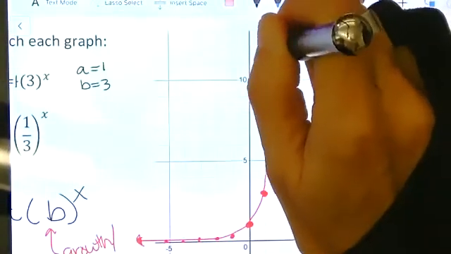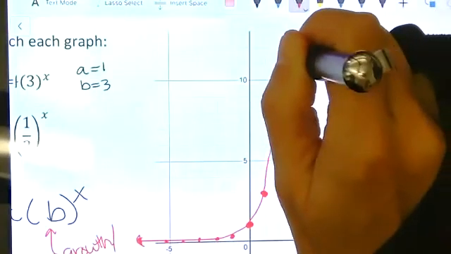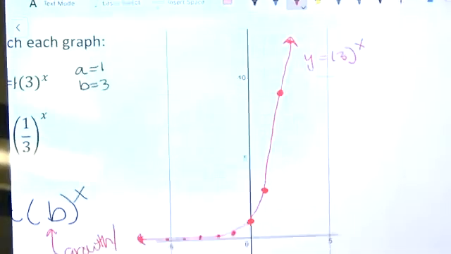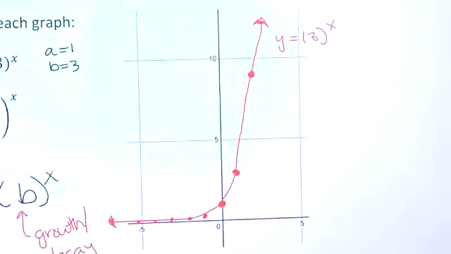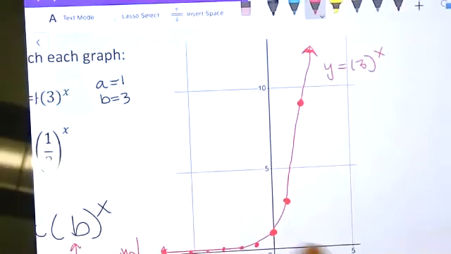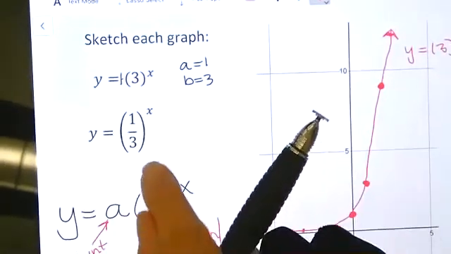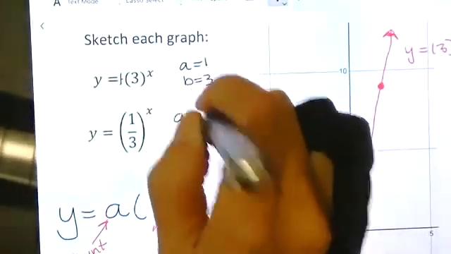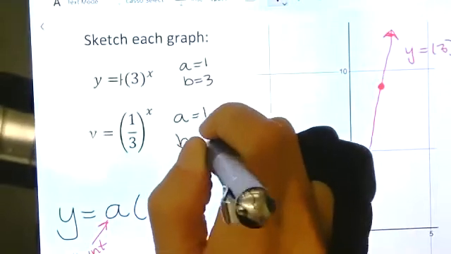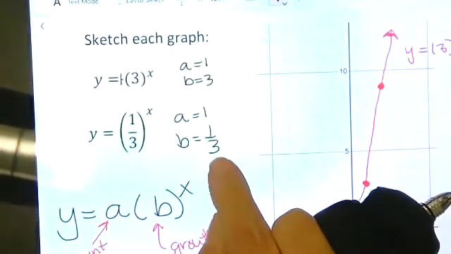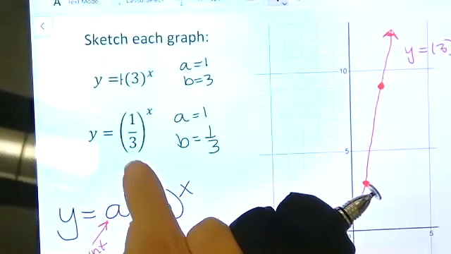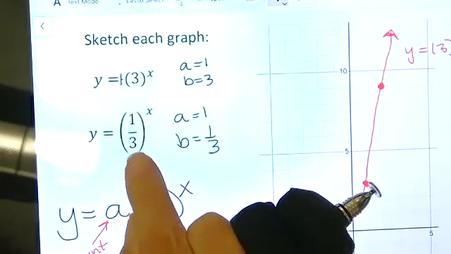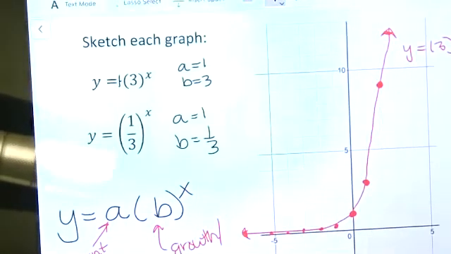So I got an arrow here, an arrow there, and this one is y equals 3 to the x. Okay, so there's the graph of y equals 3 to the x. The other equation, y equals 1/3 to the x, the a is still 1, and the b value is now 1/3. So this value is less than 1, so this is going to be a decreasing graph, or it's going to show exponential decay. So this graph is going to show decay.